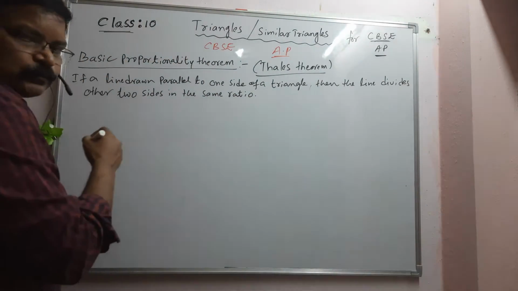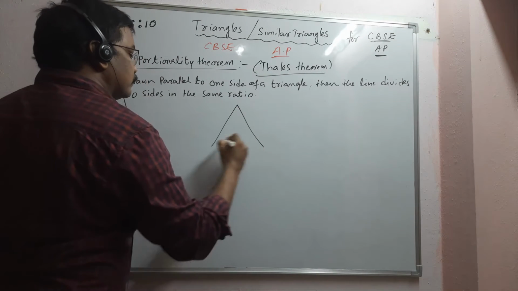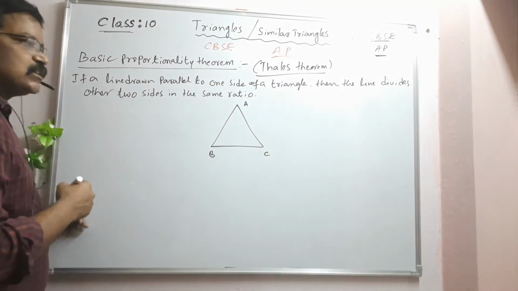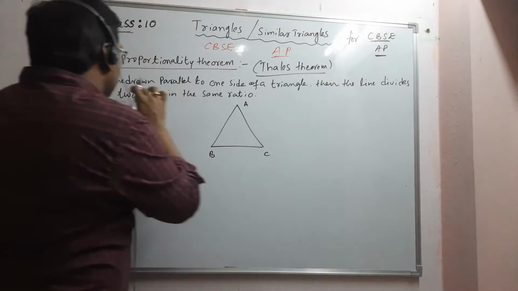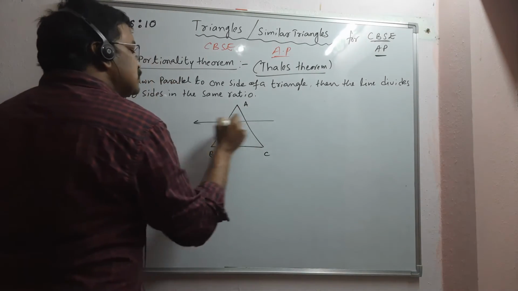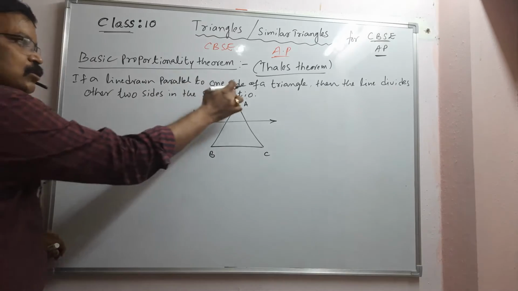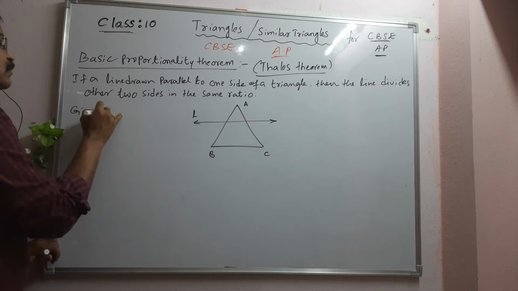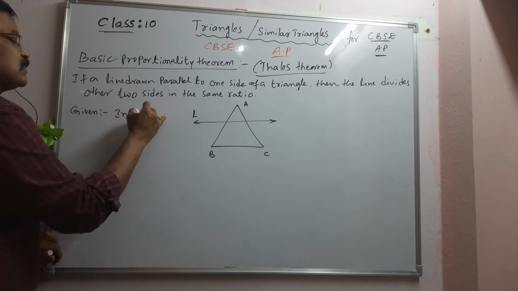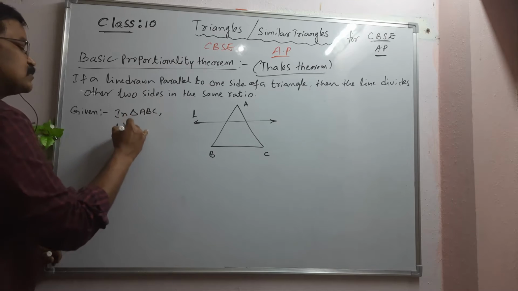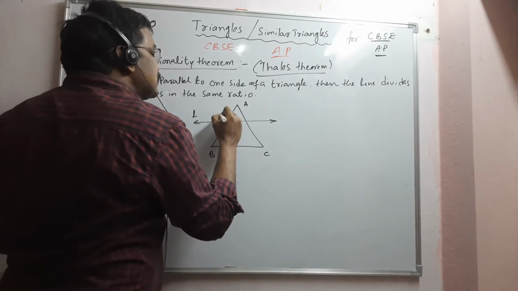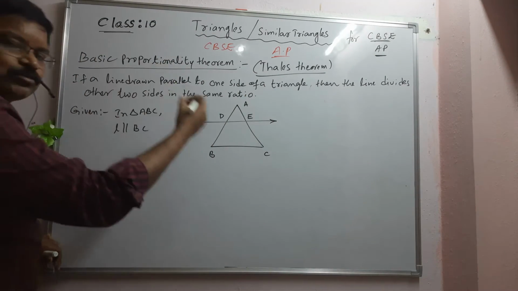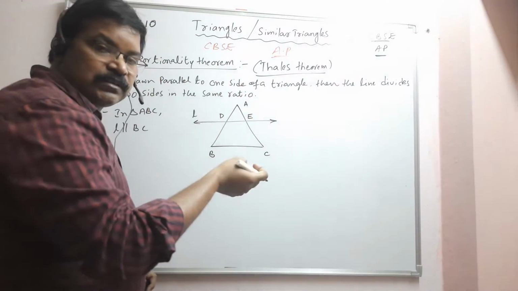Right. See, I will take a triangle here. This is a triangle ABC. ABC is a triangle. Here, what is given? A line L is parallel to one side. So this L is parallel to BC. That means given in triangle ABC, this L is parallel to BC. So it is intersecting at D and E, of course. Okay, that is given, right?